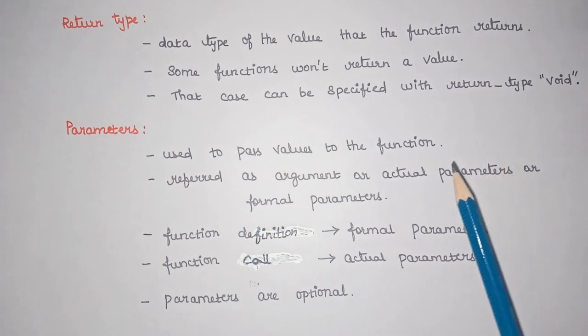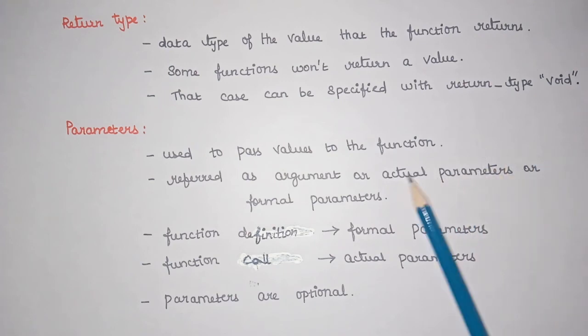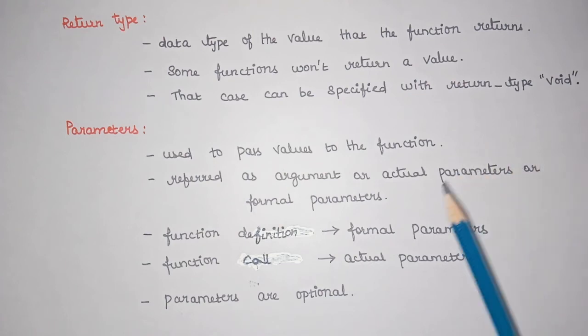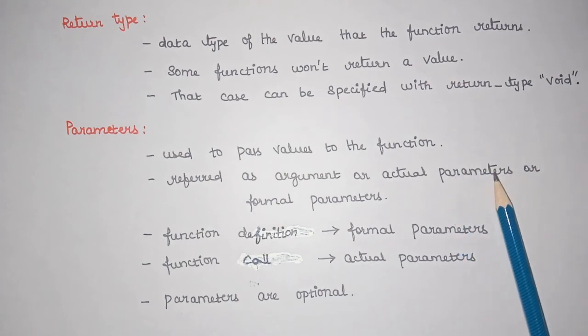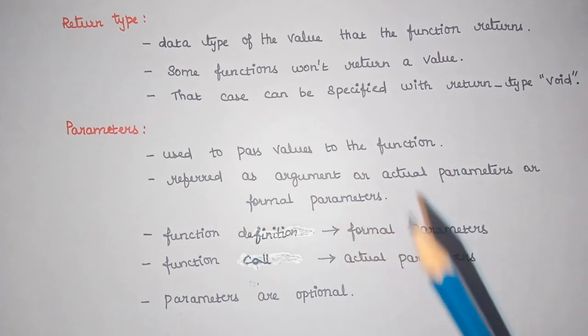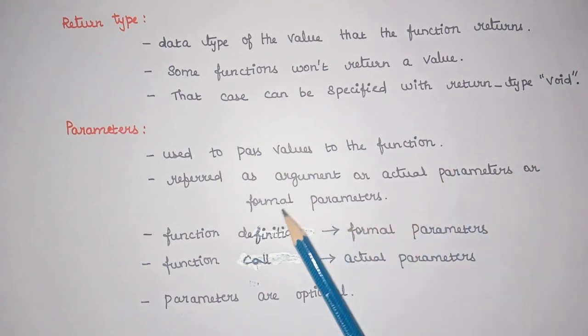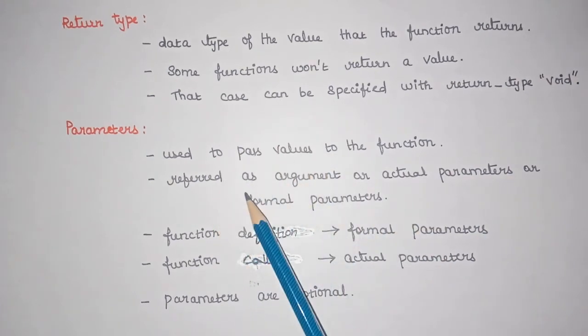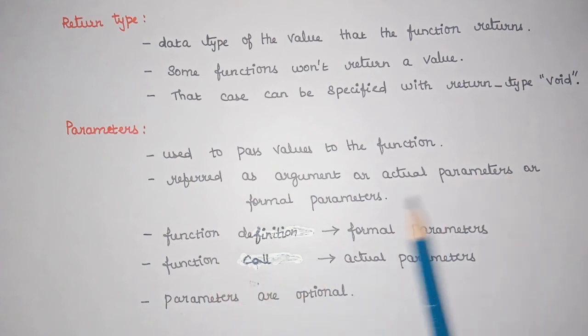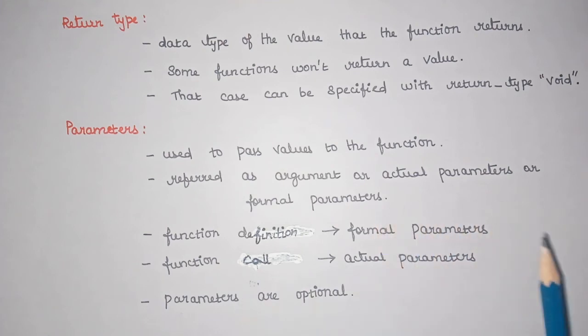If you are saying actual parameter, the parameters present inside a function call are called actual parameters, and the parameters present inside the function definition are called formal parameters. Generally we can call them either arguments or parameters, where actual parameters means the parameters present in the function call, whereas formal parameters means the parameters present in the function definition.